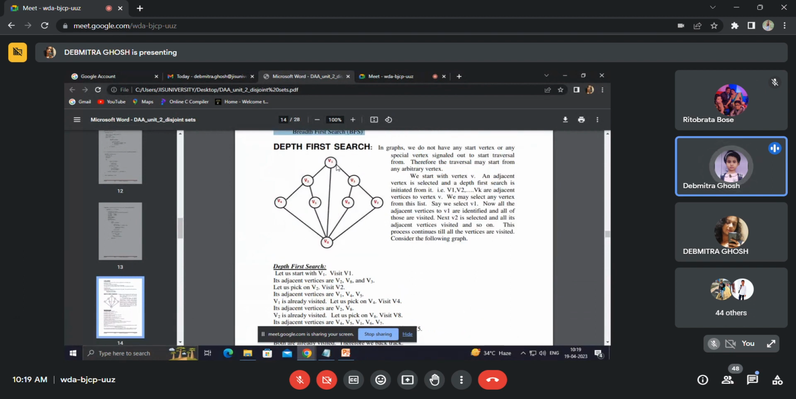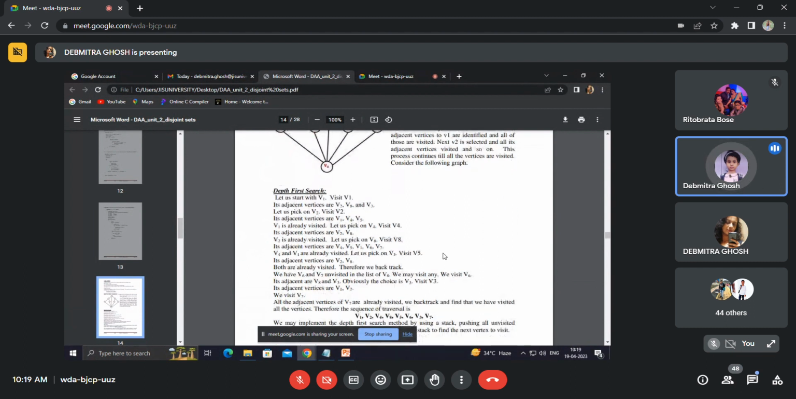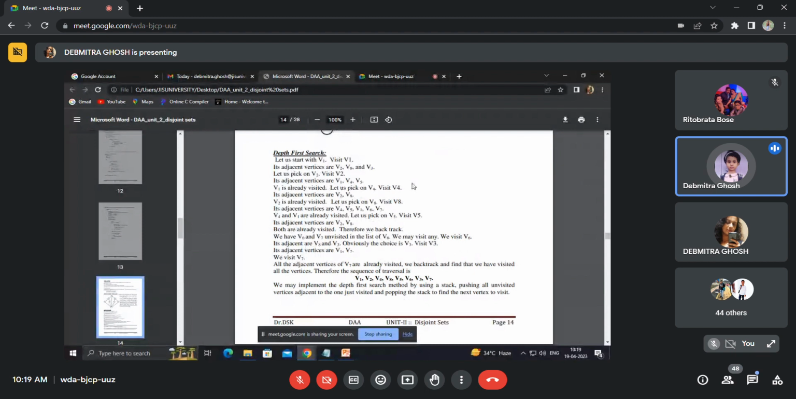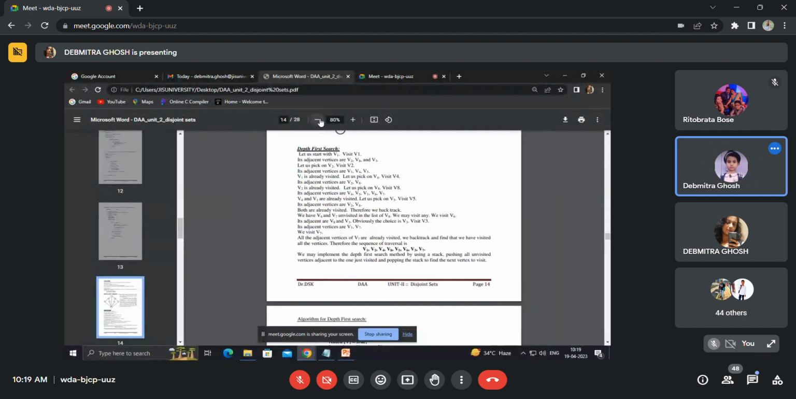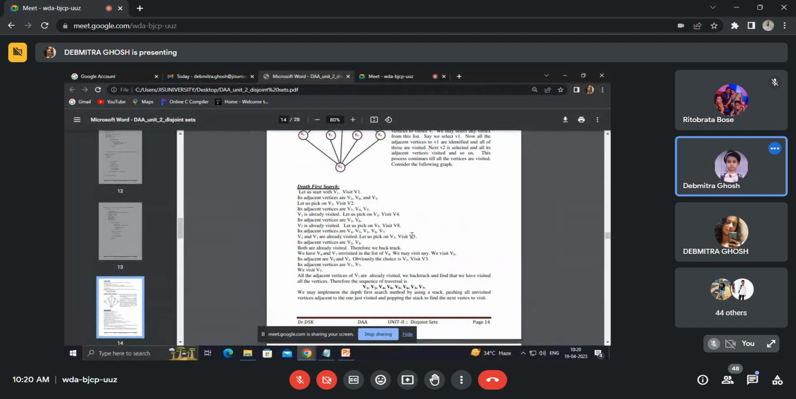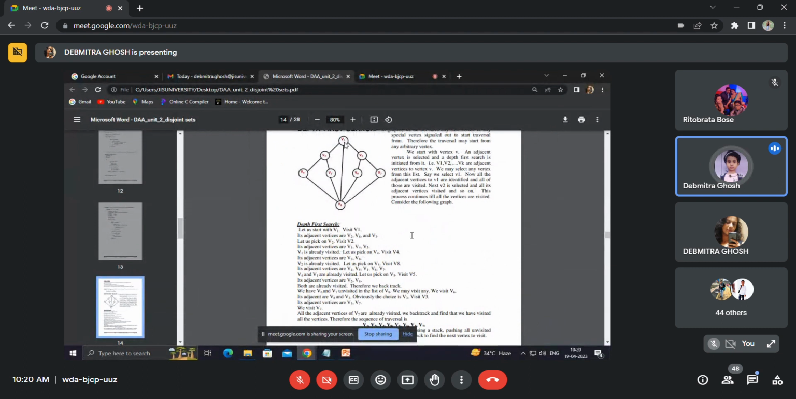Depth first search means it will go to the end, right? So how are the vertices searched? First we will visit V1. From V1 we will go to V2, V8 and V3. Then we will pick up V2.